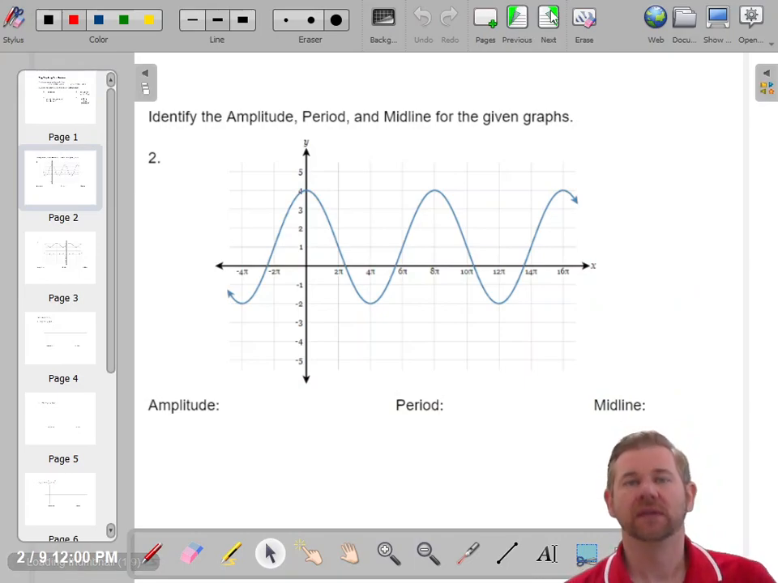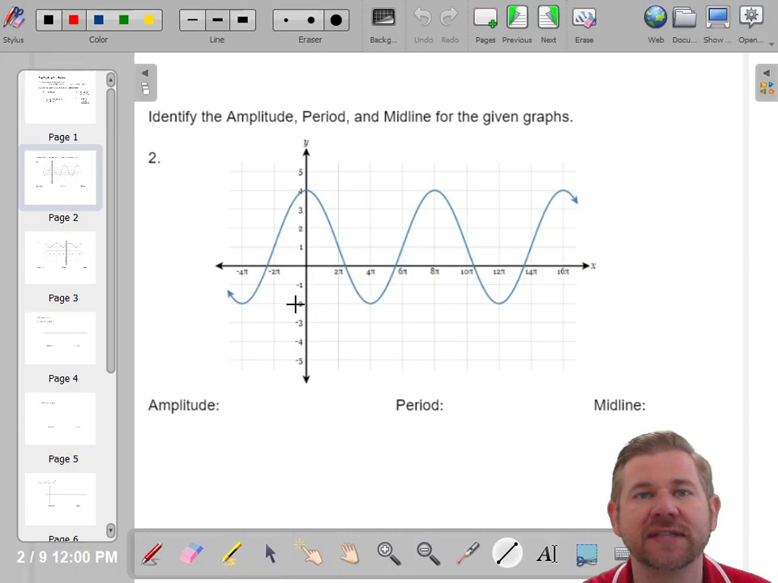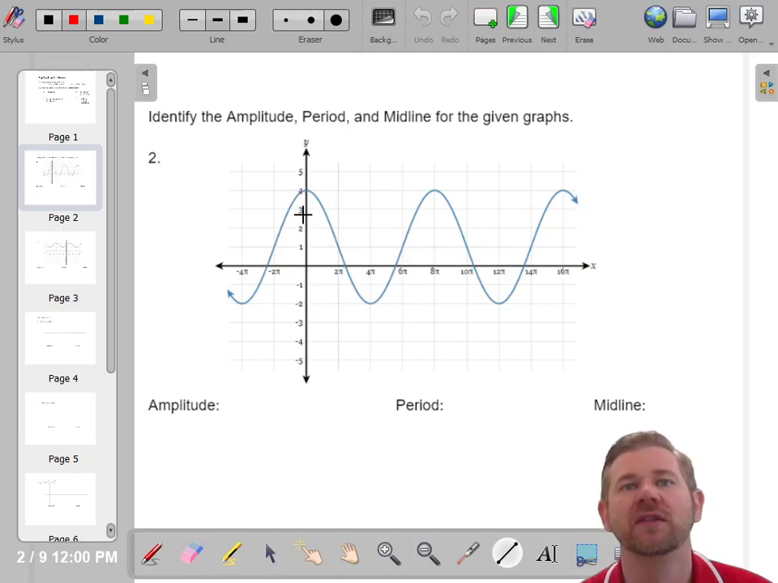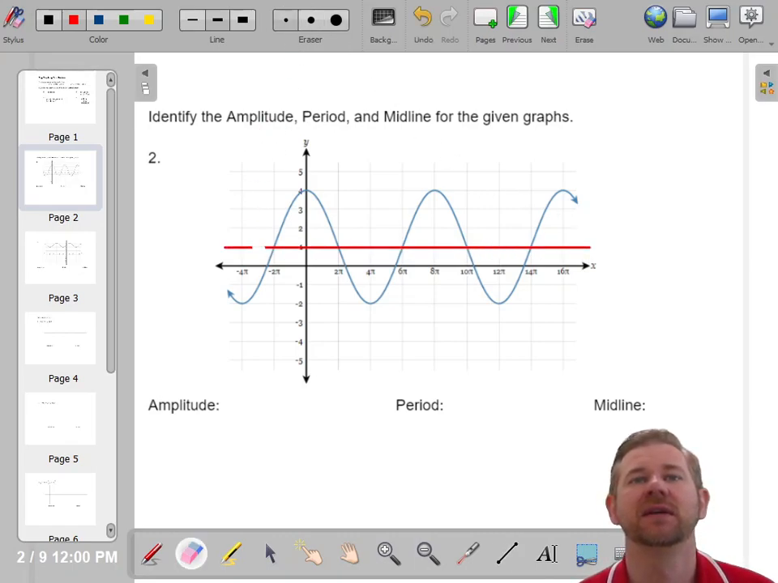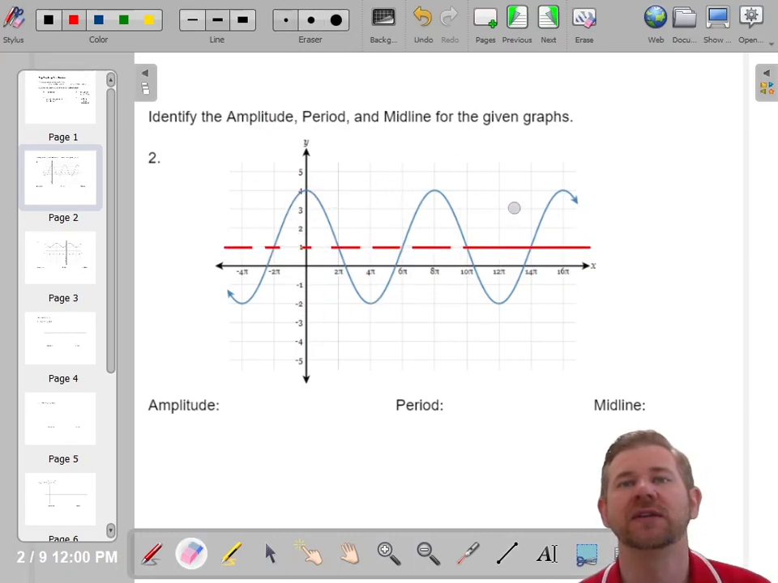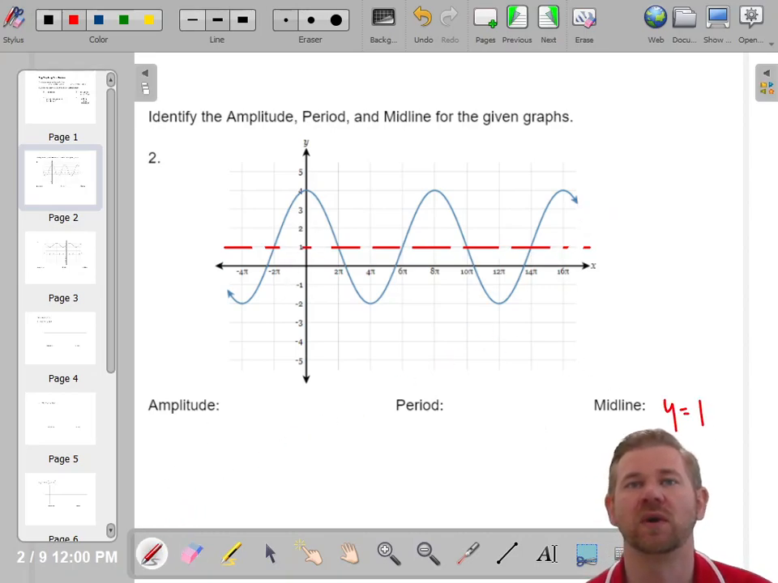Okay. So let's look at this one, and the first thing you should probably do is find the midline. So if you see that it goes down to -2 and up to 4, those are 6 apart. So we'll go up 3, and that should be the middle. Right there, that's the middle. We call that the midline. Okay, and you can see that it's passing through the y value 1, so it's y equals 1.